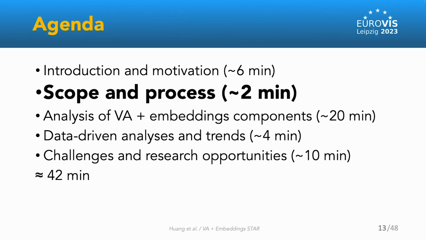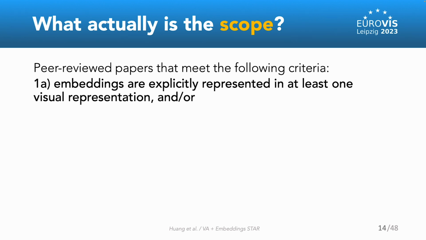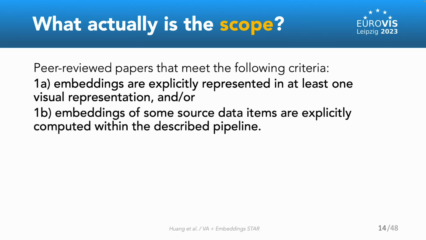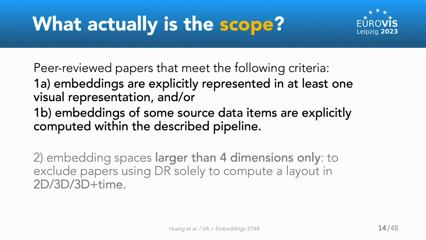We briefly talked about the motivations for us to write such a survey, but still, visual analytics plus embeddings sounds kind of vague, and the concept seems to be applicable to many papers. So we would like to refine it explicitly for this state-of-the-art report: we only select papers that meet one of the criteria stated in the slides. Embeddings are explicitly represented in at least one visual representation and were explicitly computed within a VA pipeline. Also, to exclude papers that just use dimensionality reduction techniques to solely compute the 2D, 3D, or 3D plus time layout on the screen, the resulting embedding space should be more than 4 dimensions.